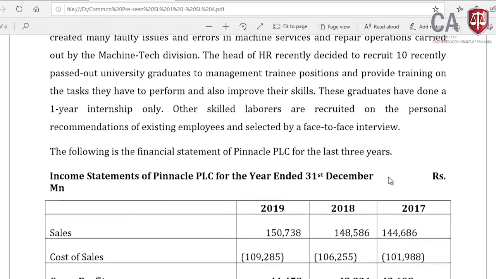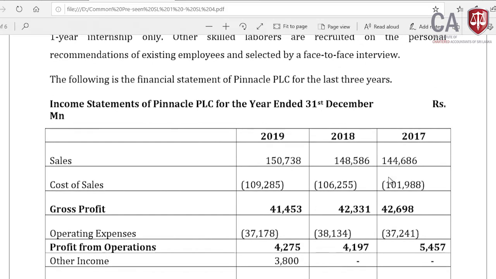The following is the finance statement of Pinnacle PLC for the last 3 years. The financial information is given. For the strategic management paper, the importance of financial data will be minimum, right. We will see what data are given.